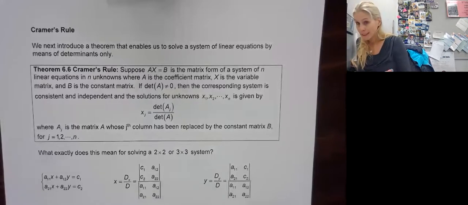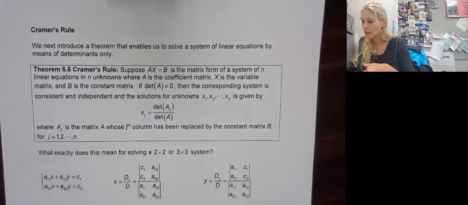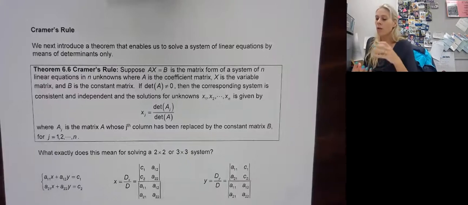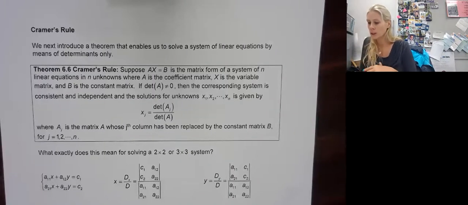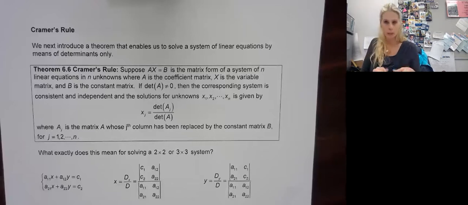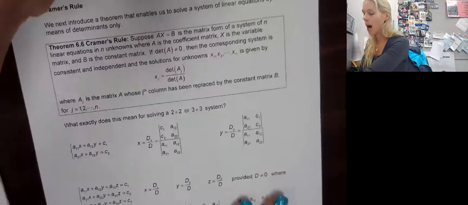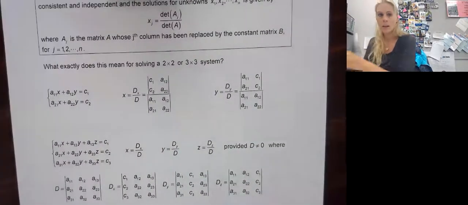Suppose matrix A times your variable matrix equals a constant matrix. So for n linear equations, n unknowns, where A is the coefficient matrix, I already said that. If the determinant does not equal 0, then the corresponding system is consistent and independent, and the solutions are known as your x1, x2, x3, or x, y, z, things like that, okay? So what I want you to notice down below is how we would solve this system, okay?